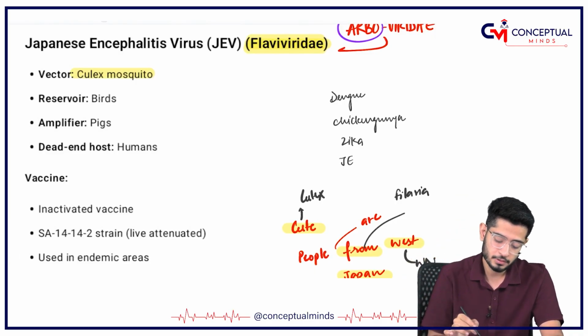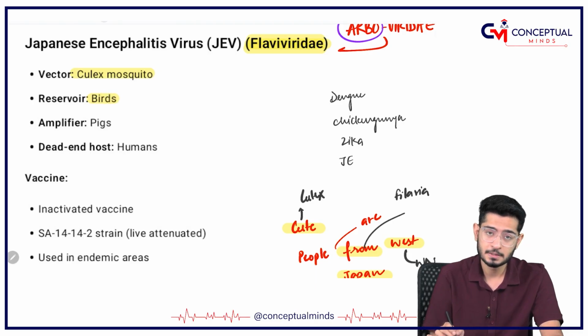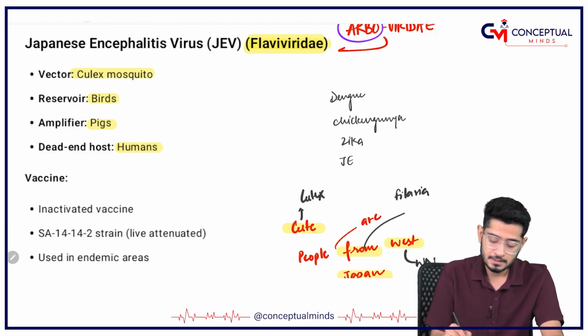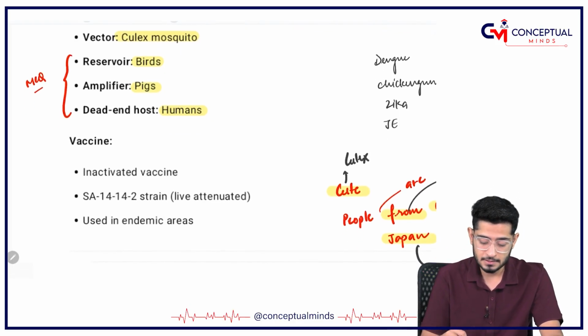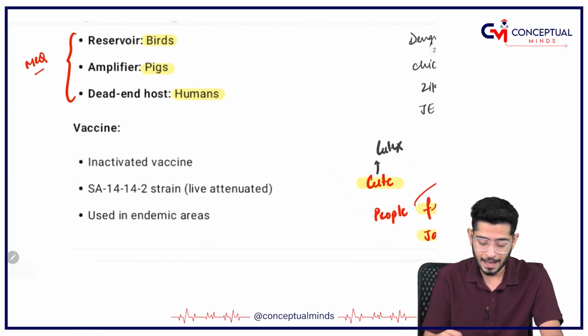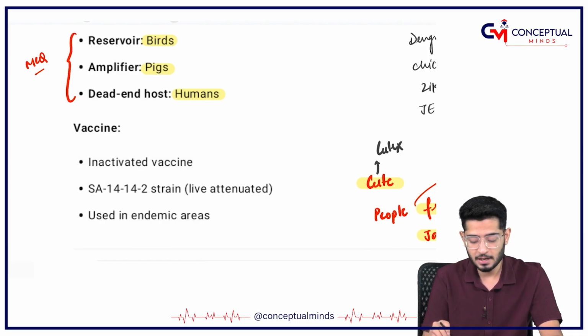The reservoir for Japanese encephalitis is birds, the amplifier is going to be pig, and the dead end host is going to be human. See, these are the important MCQ points which you should remember, that the reservoir is going to be bird, the amplifier is going to be pig, and of course the dead end host is going to be human. Okay, so very simple.